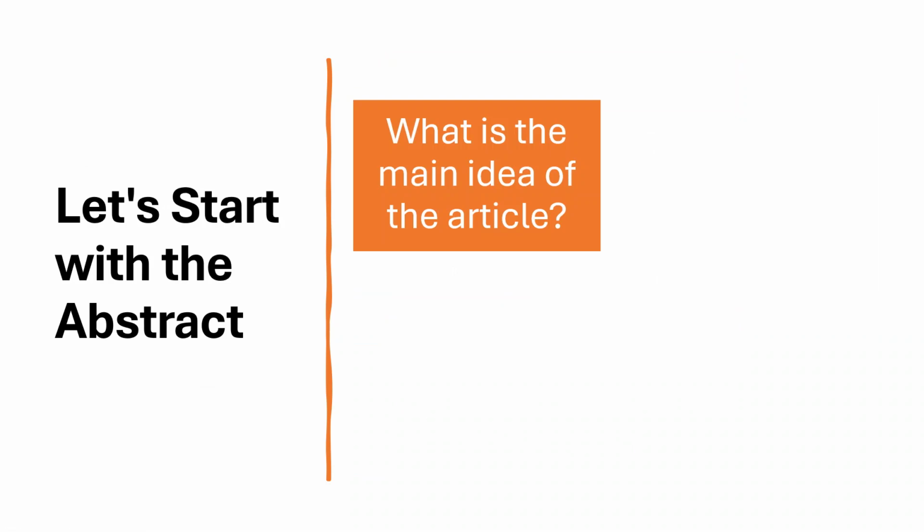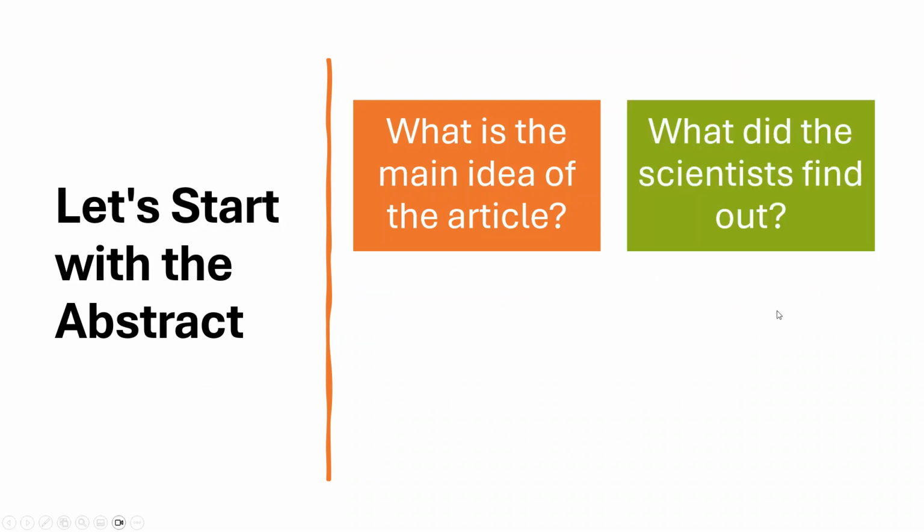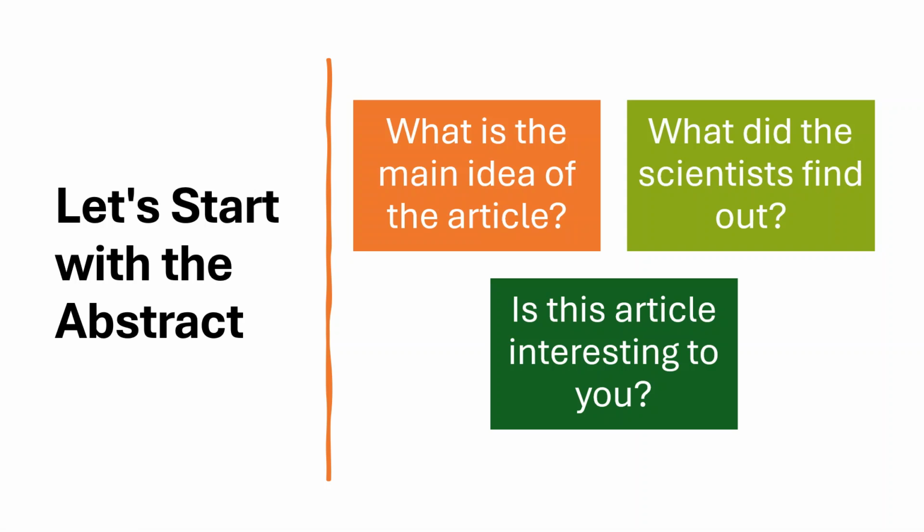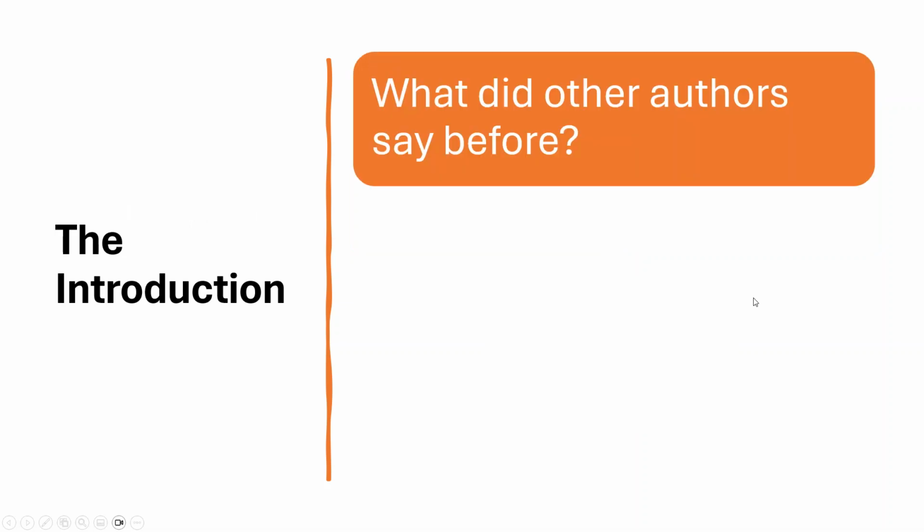And this tells you what the main idea of this article is all about. It tells you briefly what the scientists or the authors of the paper found out by doing this work, and it helps you understand very quickly: is this article interesting and useful for your work? So don't read the whole paper to start with, just concentrate on the abstract and you'll save yourself a lot of time.